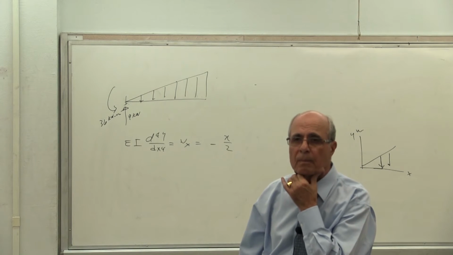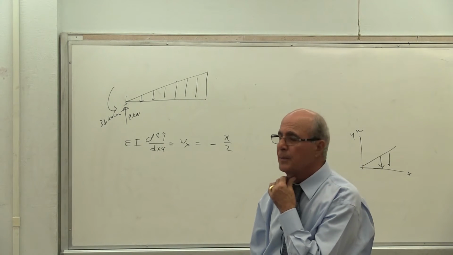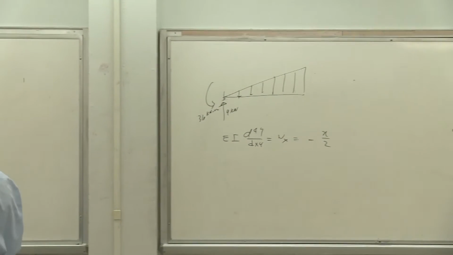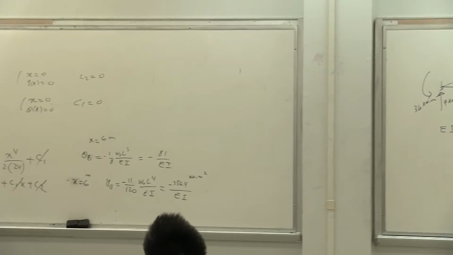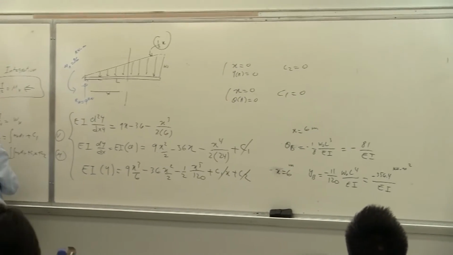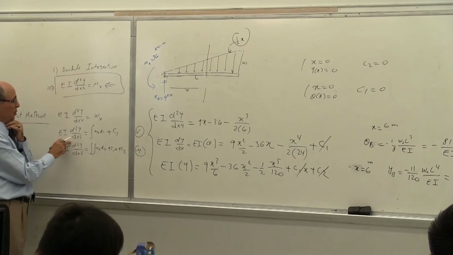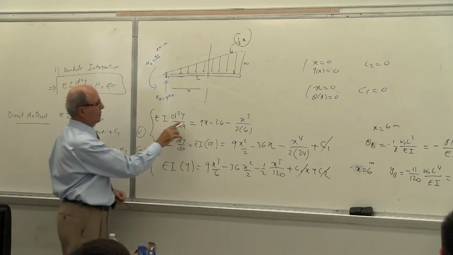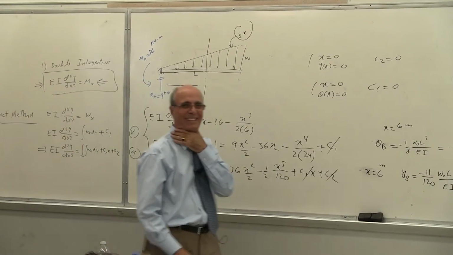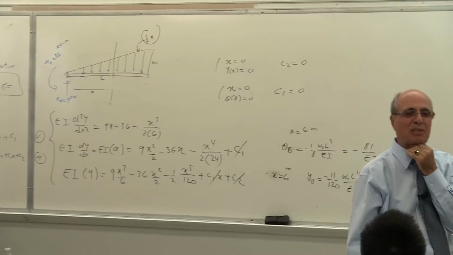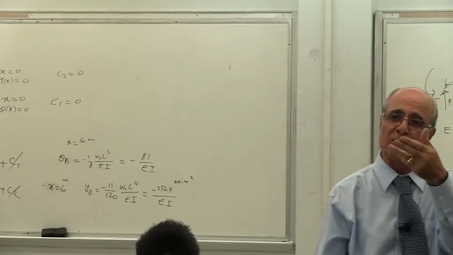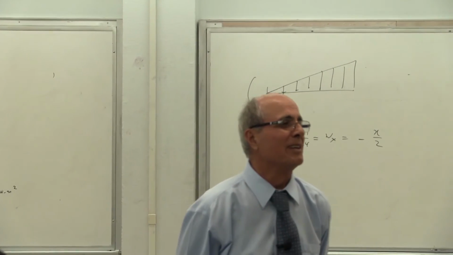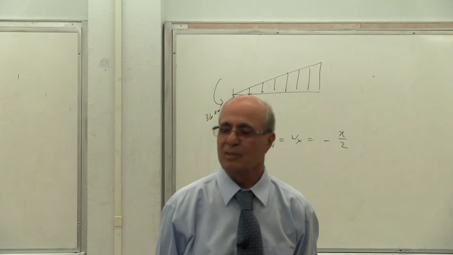Versus EI d squared y over dx squared, that would be d squared over 2, or is it 4 over 4? Under the 9 kilonewtons, RA equals 9 kilonewtons. This is 4 over 4, 3 over 2, 2 over 2. Yeah, of course. All right, that's the double integration. You cannot have d2 over dx; such a thing doesn't exist. Correct? Good.